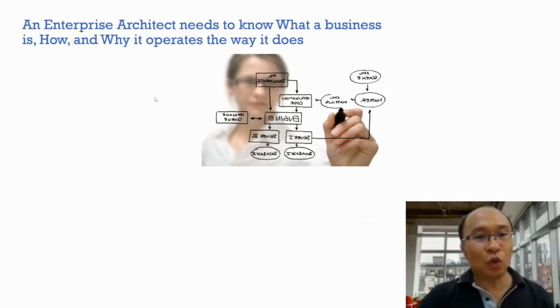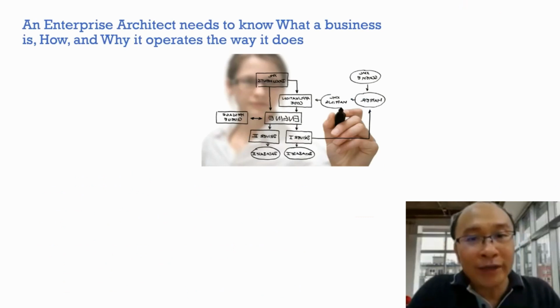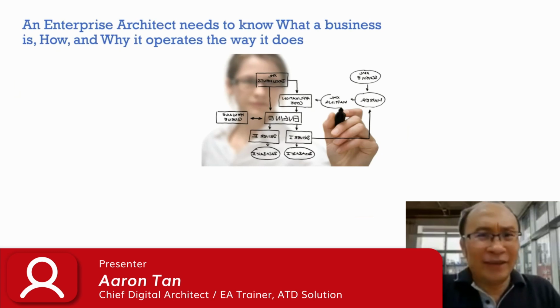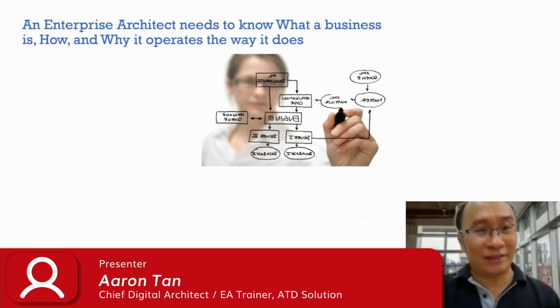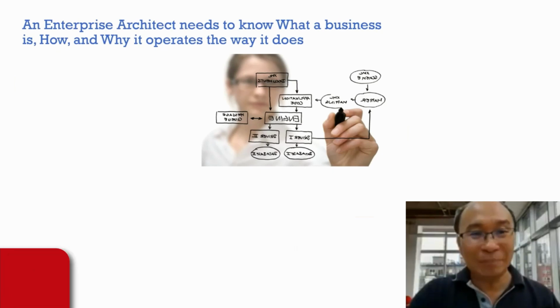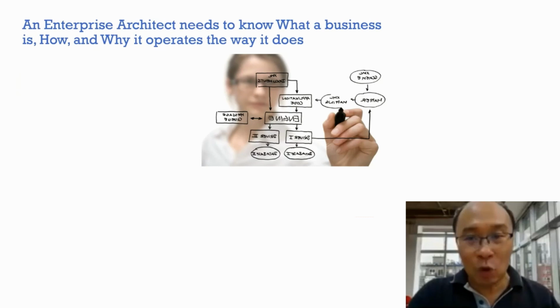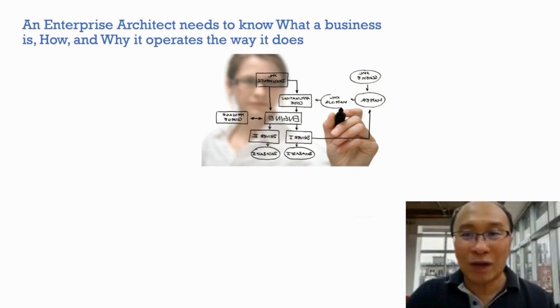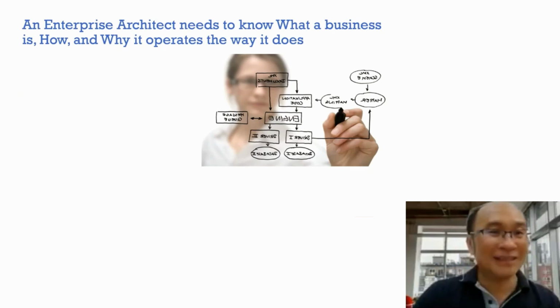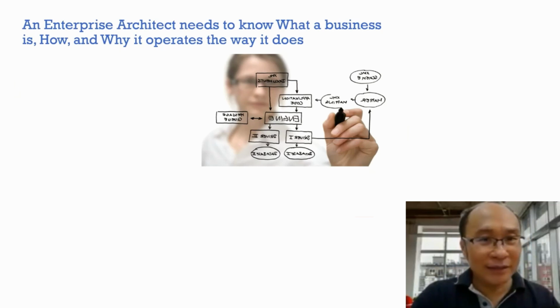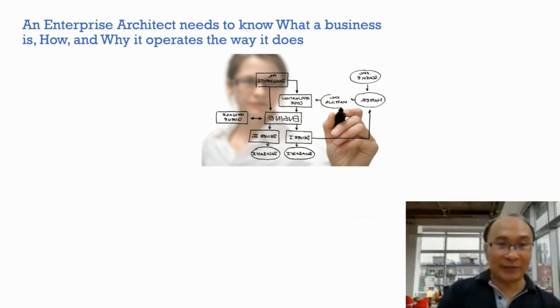An enterprise architect needs to know what a business is, how and why it operates the way it does. This is very, very interesting. This is the first statement that is quite striking. So when you see this, an enterprise architect needs to know what a business is, how and why it operates the way it does. It doesn't say the enterprise architect needs to know what a technology is, but what a business is, how and why. This is a very, very strong statement that every one of us needs to remember by heart. We need to know what a business is, how and why it operates the way it does.